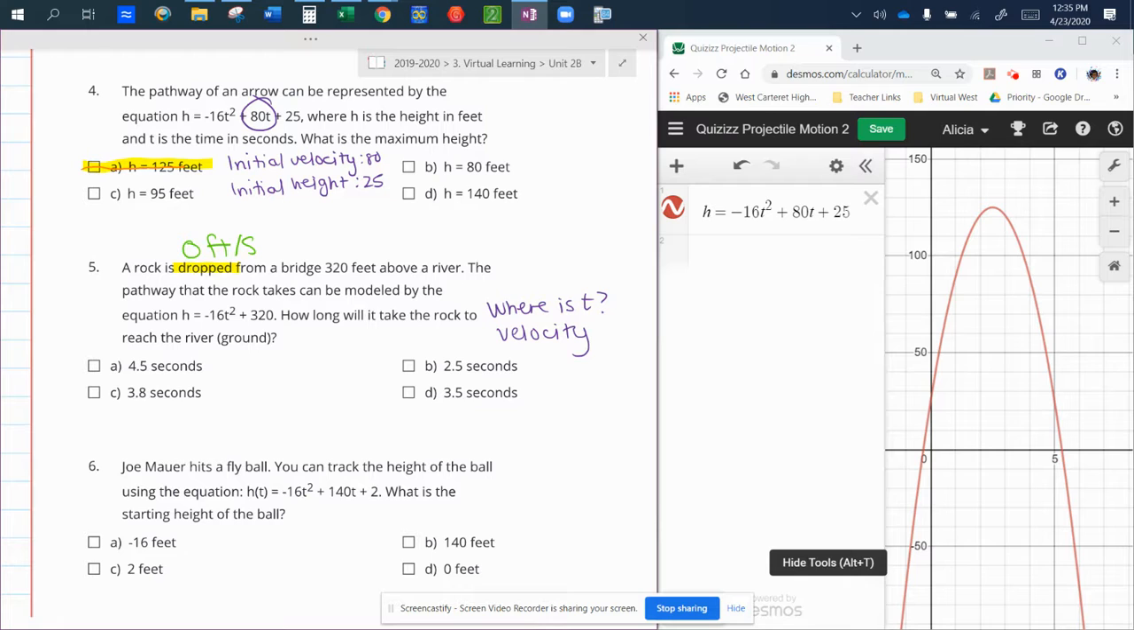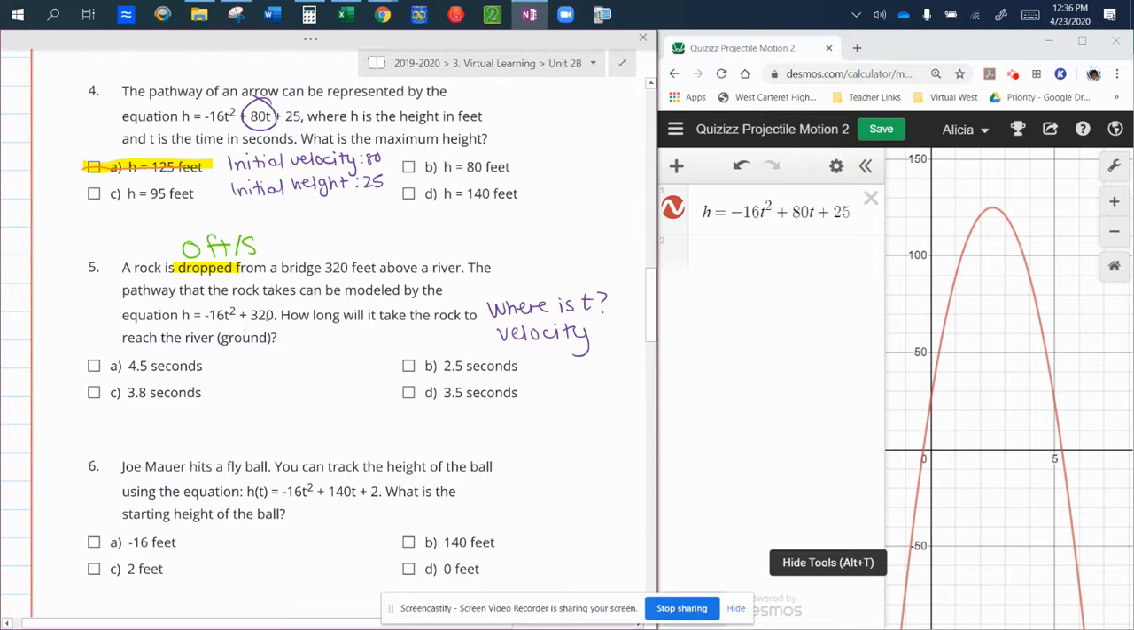We did an example like this in class where I dropped something on the floor and I asked you guys, how fast is it going at start when I first drop it? At 0 seconds, it's going 0 feet per second. It's not going anywhere because I haven't dropped it yet. So that's why there is no t term.